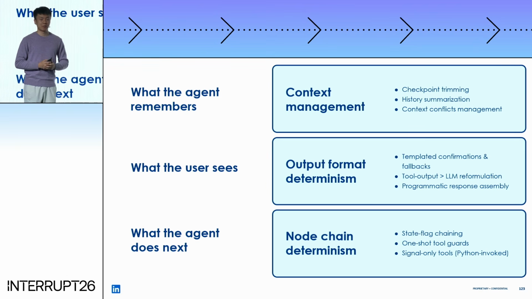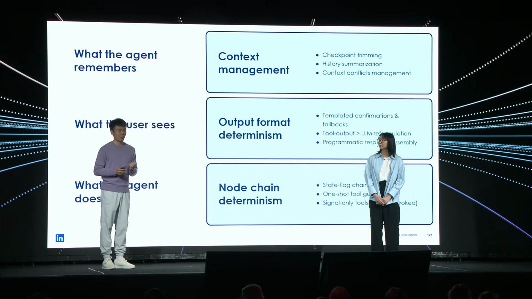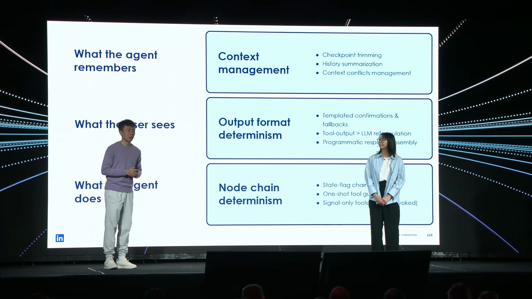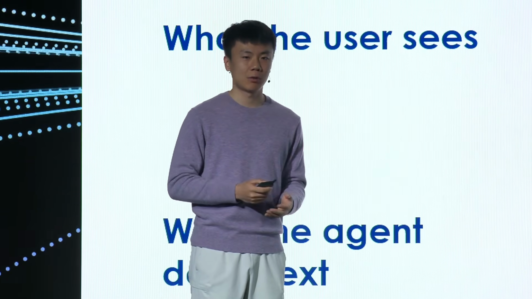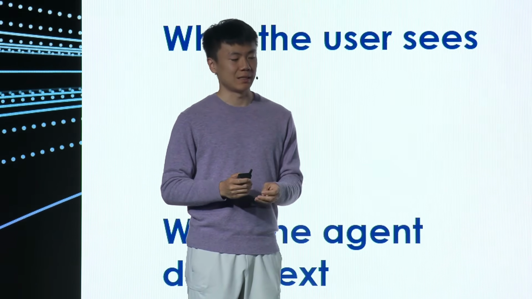Last, node chain determinism. For example, what if after one node execution, I always want to make sure the next node is something certain rather than random? Rather than saying all that within the prompt, we have a few parameters or tricks like state flag chaining, one-shot tool guards, which make sure one tool can only be called once or a certain number of times, and signal-only tools, which can only be called within another tool rather than by the agent itself. So this ensures what the agent does next.